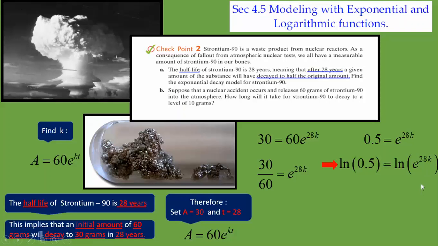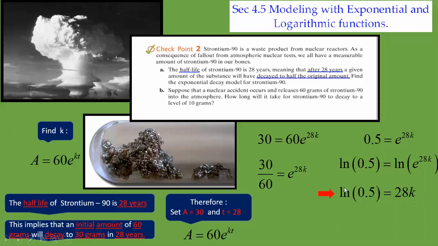Now I can take advantage of the property that says if you have an exponential function substituted into a log function with the same base, these two functions in some sense cancel each other out, and we get the exponent that you see here. So here, simplifying, my equation becomes the natural log of 0.5 is equal to 28k.